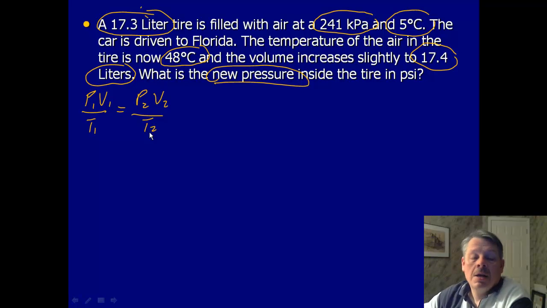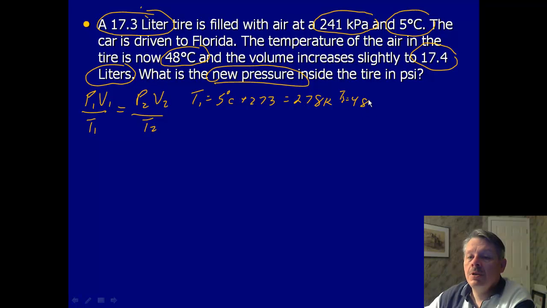My temperatures always have to be in Kelvin, so let me just start with that. T1 is equal to 5 degrees Celsius plus 273, which gives me 278 Kelvin. And my second temperature, T2, is 48 degrees Celsius, and I have to add that to 273, and that's going to give me 321 Kelvin.